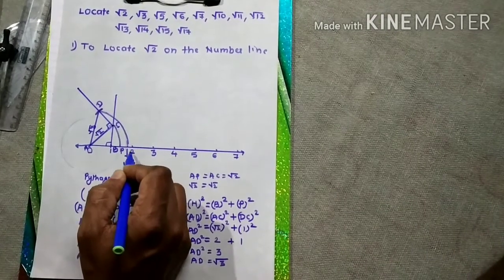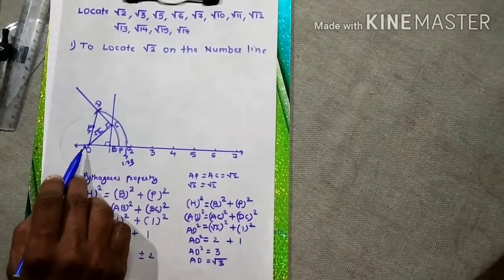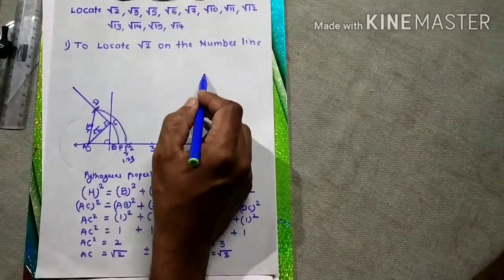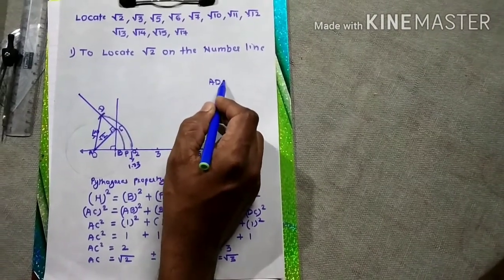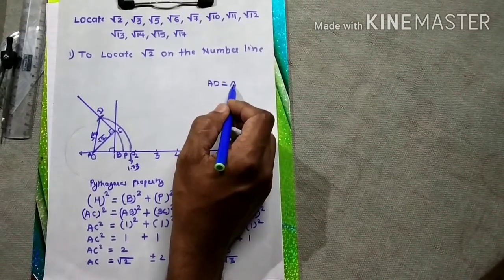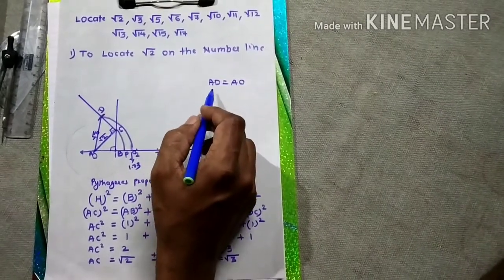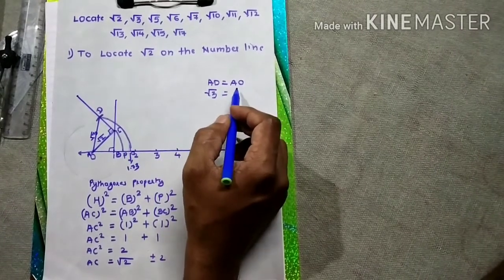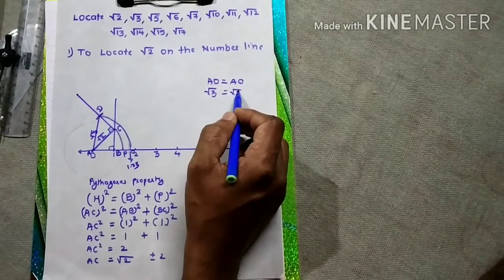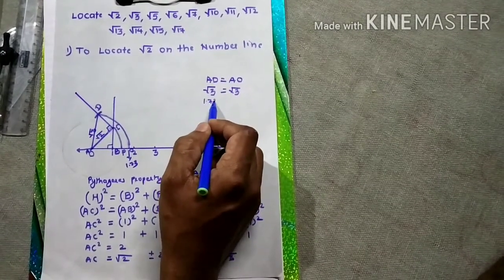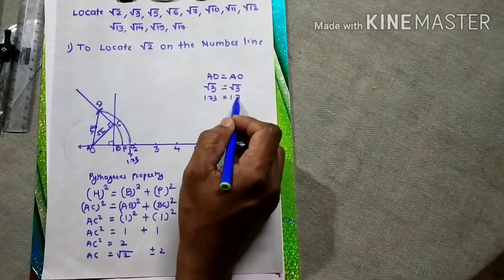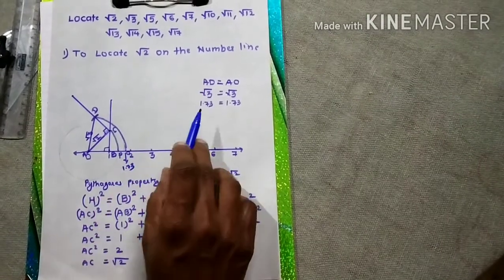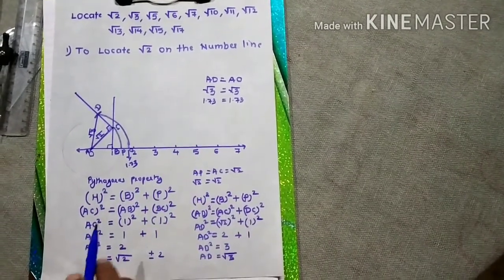If AD is root 3, then the distance of this point, let us give the name O for the point where we got the 1.73 value. So value of AO is also root 3. So I will write here AD is equal to AO. So value of AD is root 3, and AO is also root 3. So this 1.73 is equal to 1.73. So the distance between 1 and 2 is 1.73.